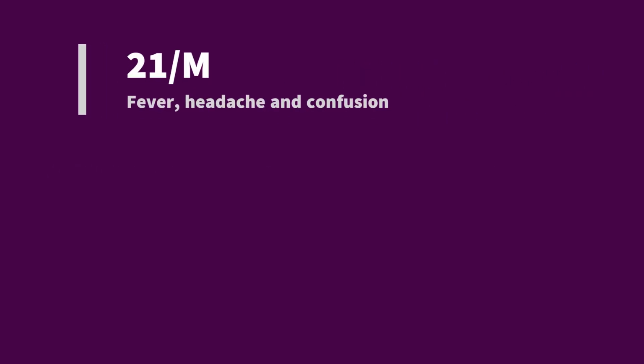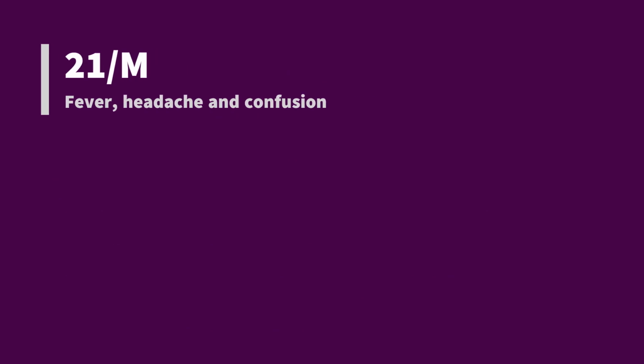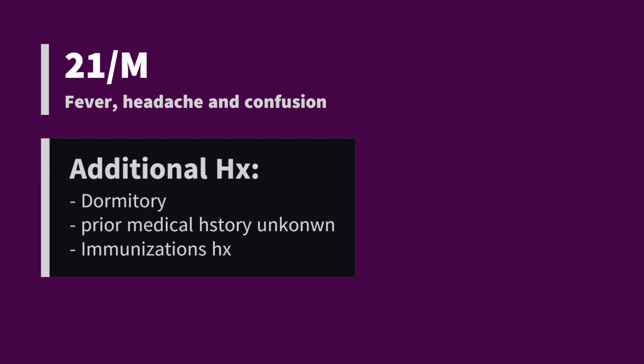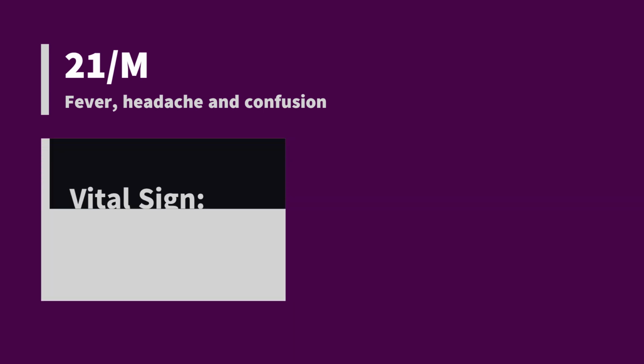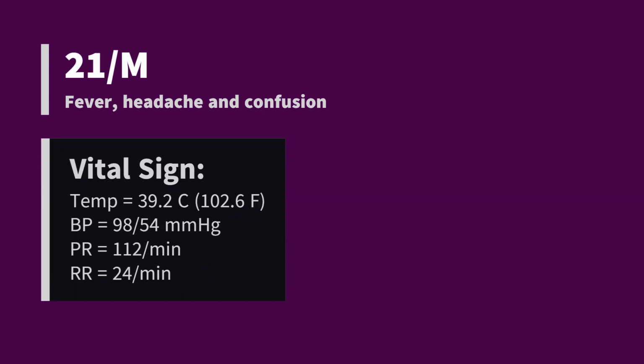The case scenario is: a 21-year-old man is brought to the emergency department by his roommate due to worsening fever, headache, and confusion. The patient recently moved to a dormitory, and his prior medical problems and immunizations histories are unknown. His vital sign temperature is 39.2 degrees Celsius, blood pressure is 98/54, pulse rate is 112 beats per minute, and respiratory rate 24 breaths per minute.